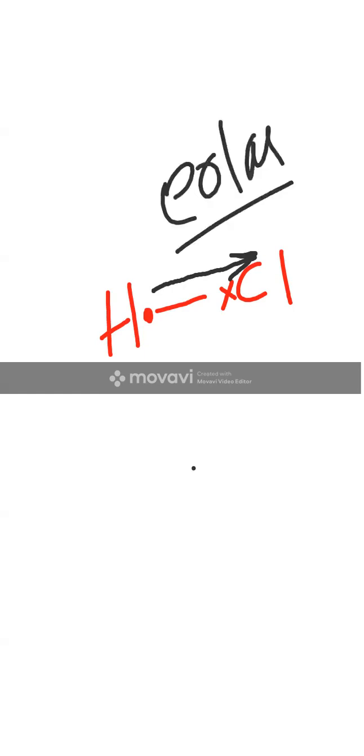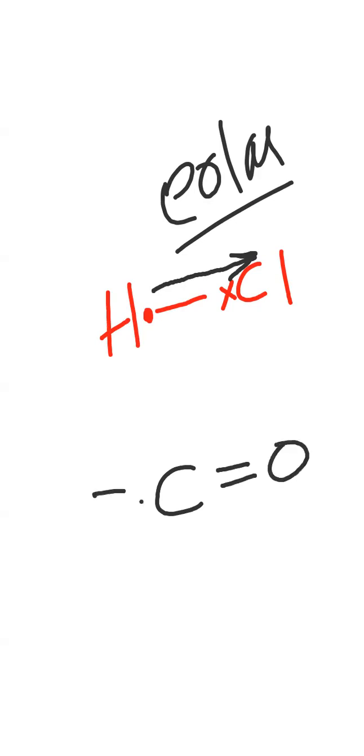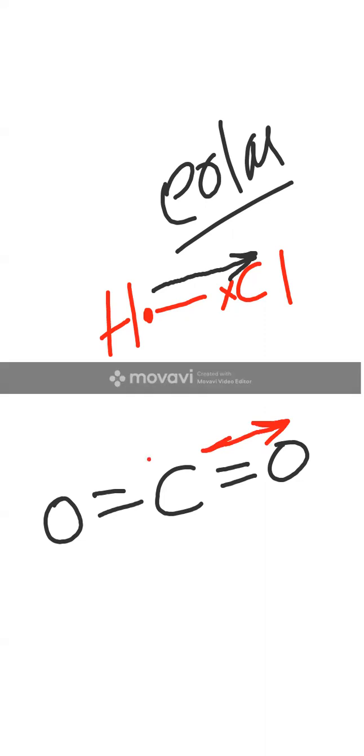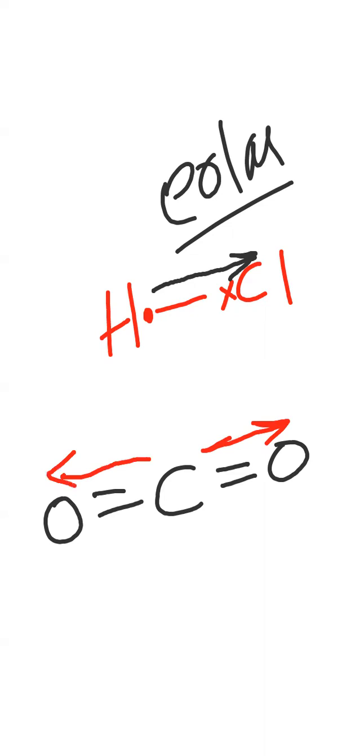For example, carbon dioxide. This is the structure of carbon dioxide, everyone knows. Oxygen is more electronegative, so oxygen is holding electron from the carbon. There is one more oxygen at the left side. It is also holding electron from the carbon. These are the dipole movements. The compound should be polar, but both the dipole movements are exactly opposite to each other and cancel each other.